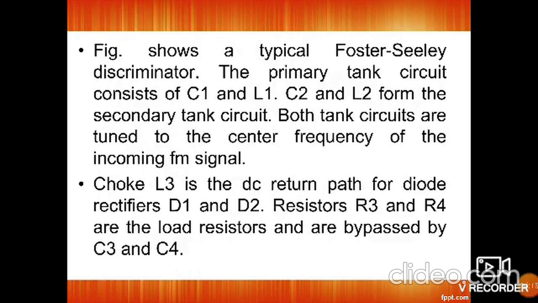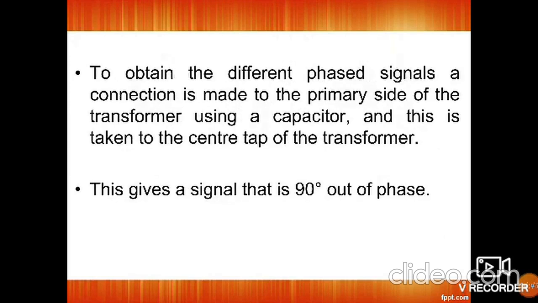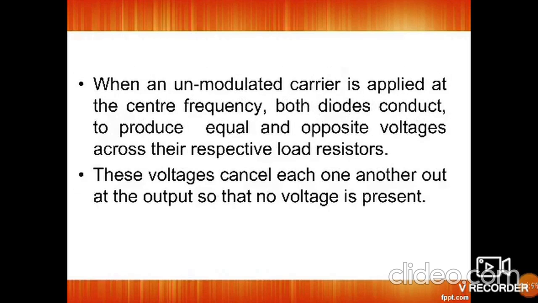In the above figure we see the primary tank circuit L1 and C1, and the secondary tank circuit L2 and C2. Both circuits are tuned to the center frequency of the incoming signal. The choke is in the DC return path for diode rectifiers D1 and D2, and the resistors R3 and R4 are load resistors bypassed by C3 and C4. To obtain phase-different signals, a connection is made to the primary side of the transformer using the capacitor through the RFC, so it gives a 90-degree phase difference.